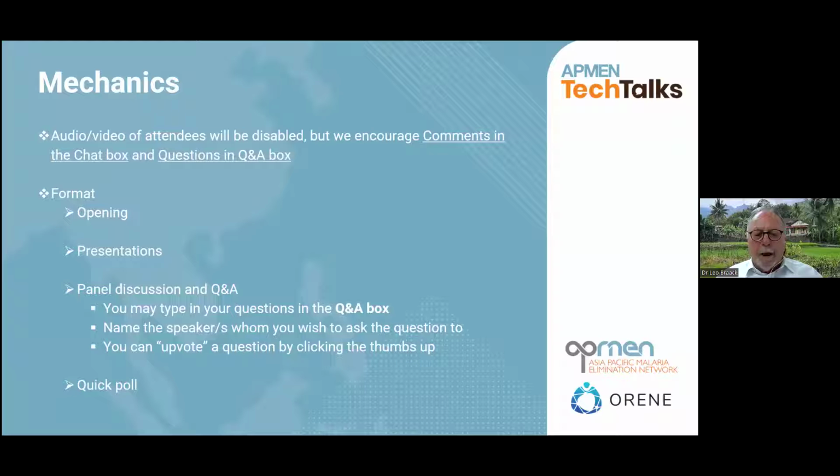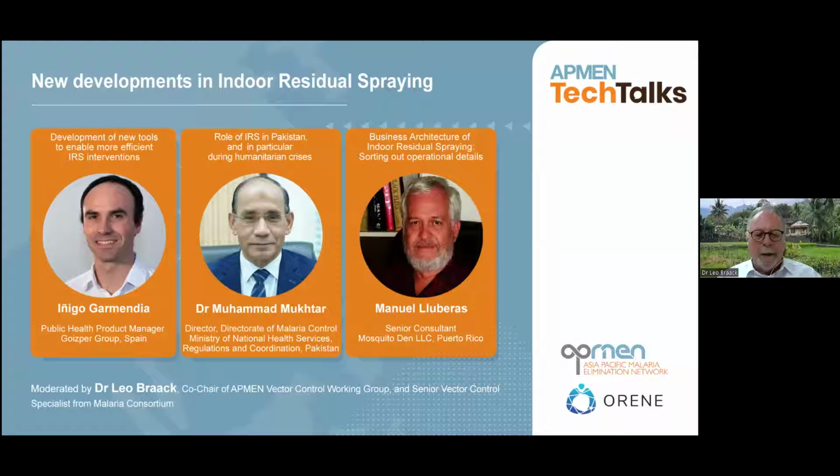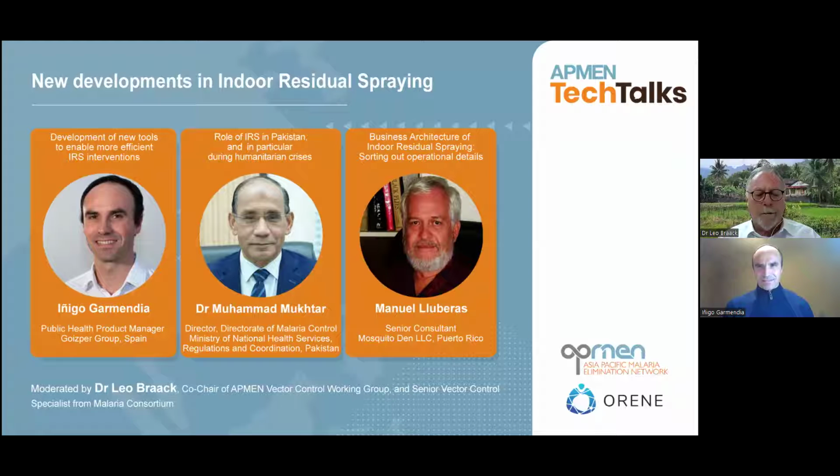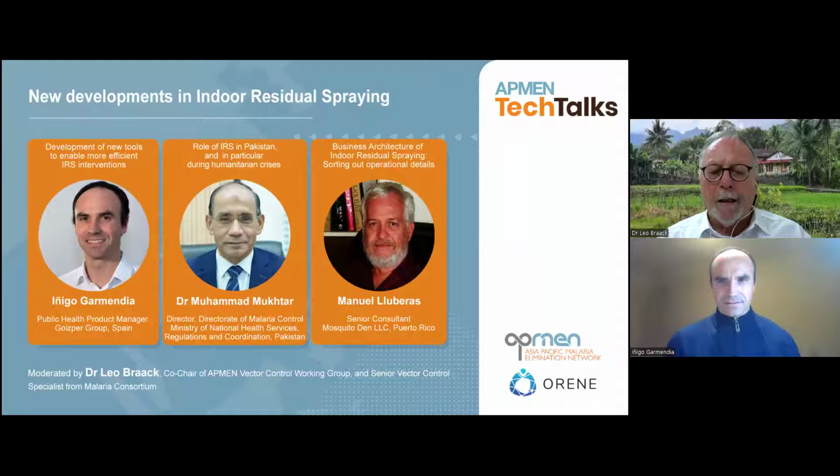Let's move on to our first presentation, on the topic of development of new tools to enable more efficient IRS interventions, by Dr. Inigo Garmendia. Inigo is the Public Health Product Manager for the Goisper Group. He's in charge of the research, development, and marketing of new spraying solutions to fight against vector-borne and other important diseases such as Ebola and cholera. Before leading the Public Health Department, Inigo spent 15 years as a product engineer developing more efficient new spraying solutions for different fields, such as agriculture, gardening, industrial, and public health applications. After a successful technical career, Inigo is now in charge of the public health working teams with the objective to bring positive impacts to people's lives.